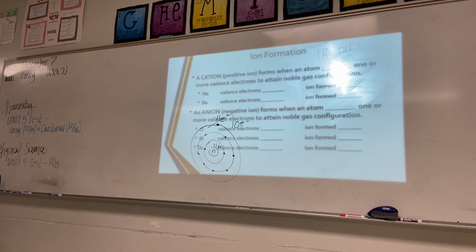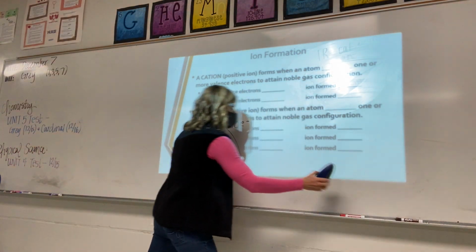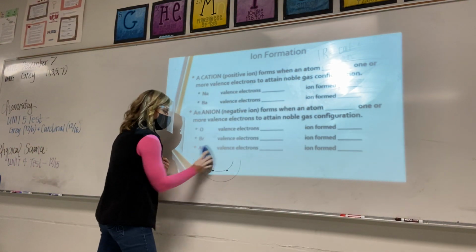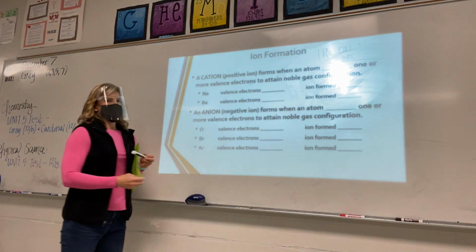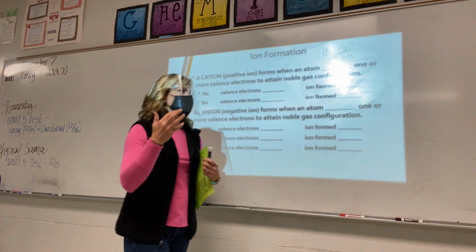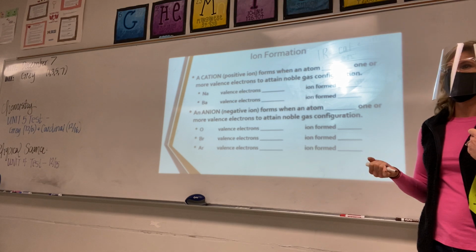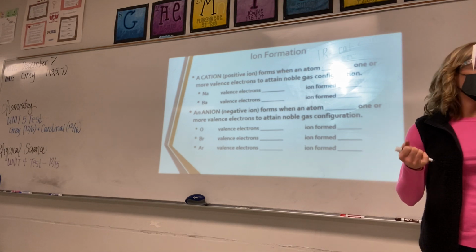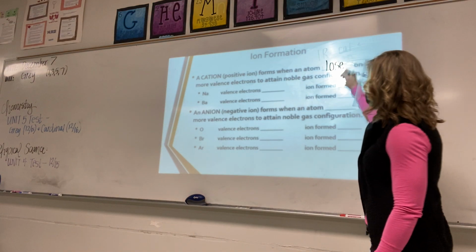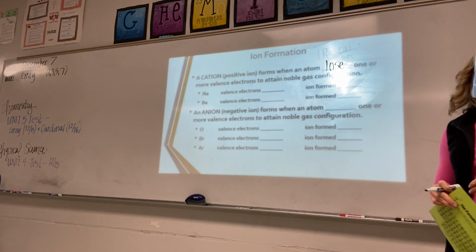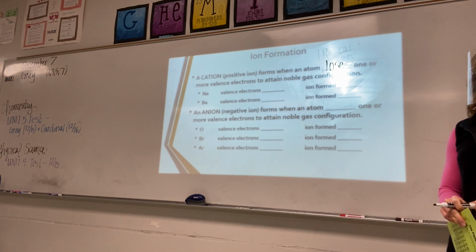A cation, once again, is a positive ion. So how once again do we form a cation when we do what with our electrons? Gain or lose? How would we form a positive ion? Lose. So we have to lose 1 or more valence electrons in order to create a noble gas configuration. So remember, that is our goal.